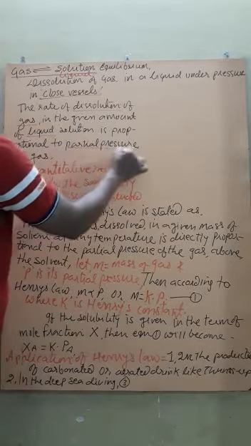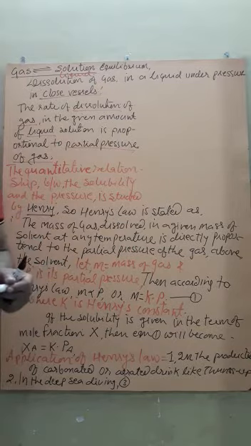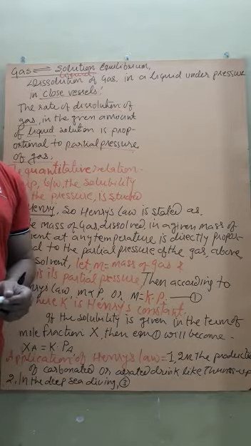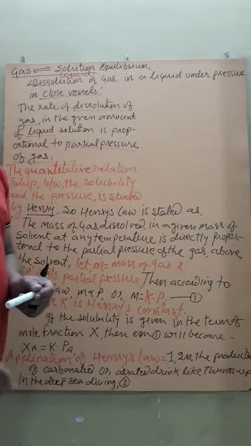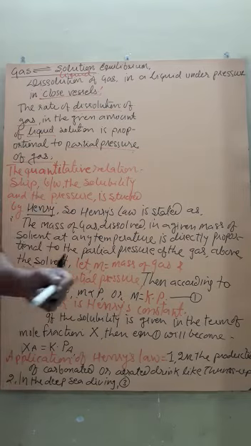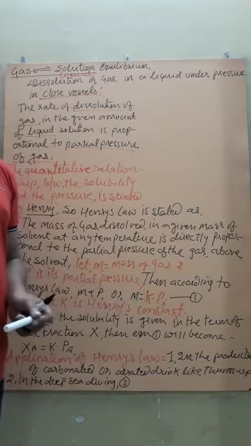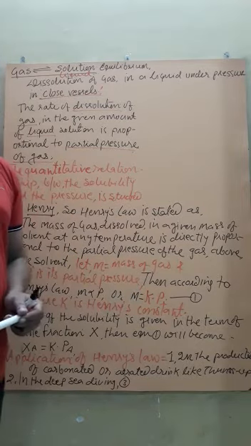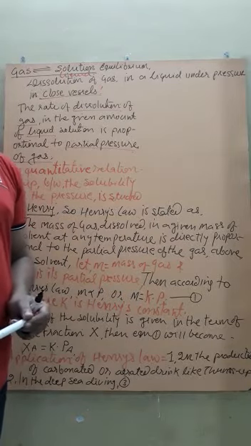Here we are observing that the rate of dissolution of gas in a given amount of liquid or solution is proportional to the partial pressure of gas. It means the more the partial pressure of gas, the more gas can be dissolved in a given amount of solvent. The quantitative relationship between the dissolution of gas and its partial pressure was studied by the scientist Henry.